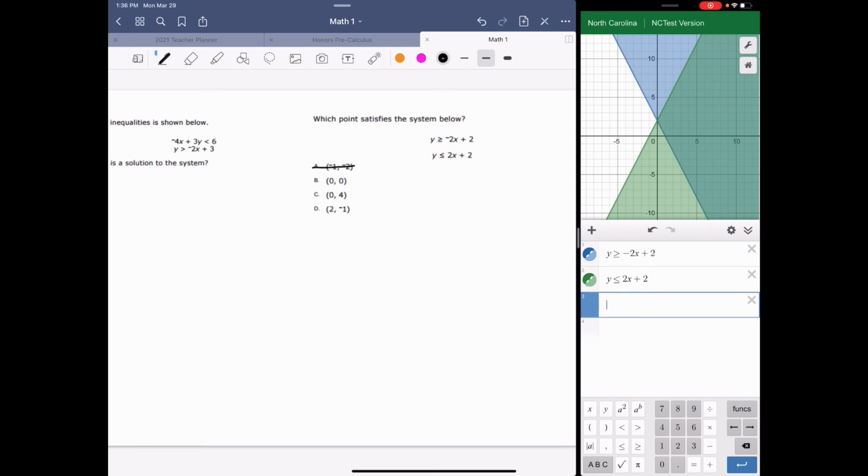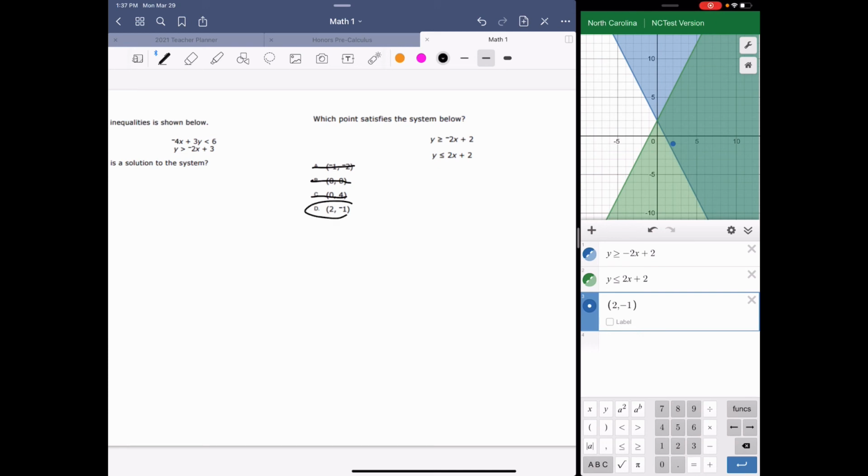So then we have 0, 0. So 0, 0 again is in the light green area. It's not in the overlap. And then we have 0, 4. 0, 4 is now working for the blue area, but that's not in the overlap. So the only one that is left is 2, -1. And we can see that that is in the overlap.